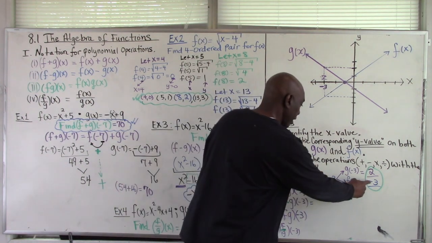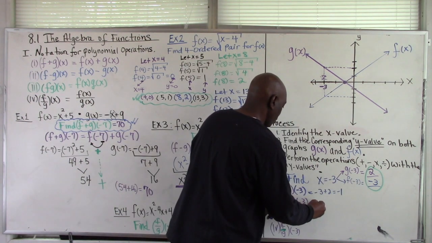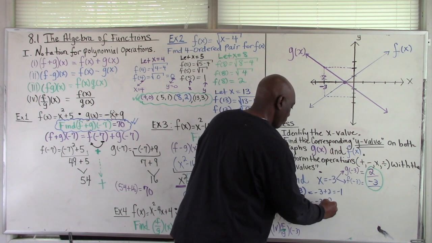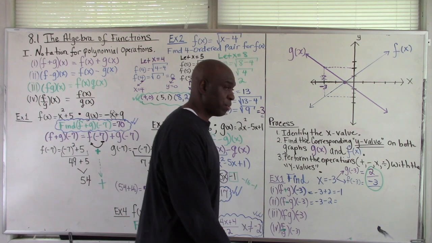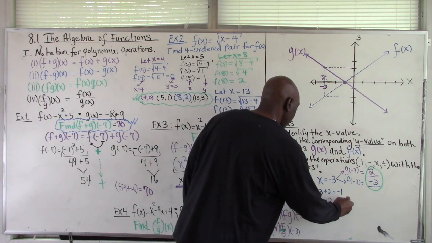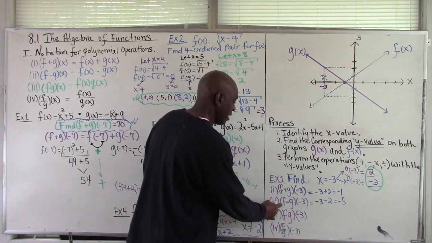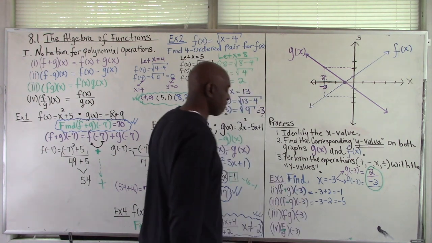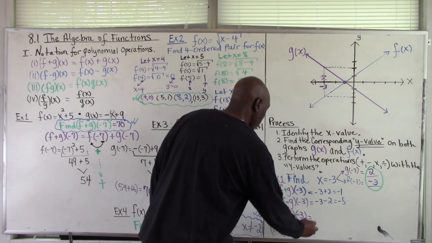Where's F? Right here again, -3. So it's going to be -3 minus 2. What is -3 minus 2? It's -5. So F minus G of -3 equals -5. All right, what does this equal?